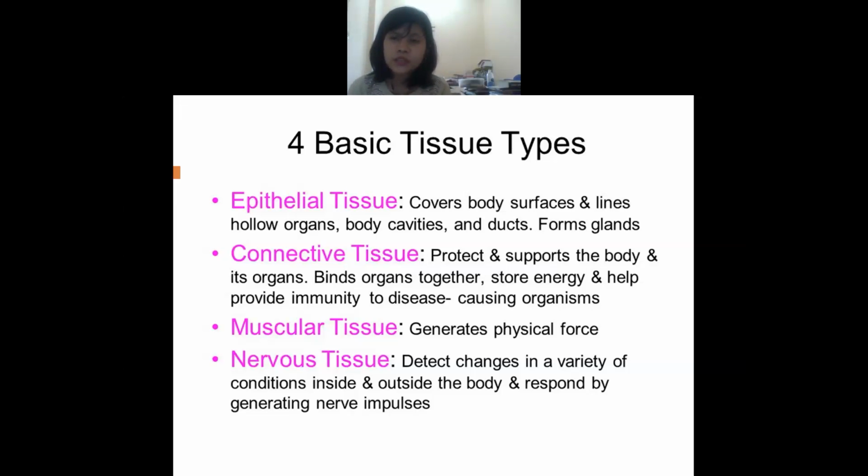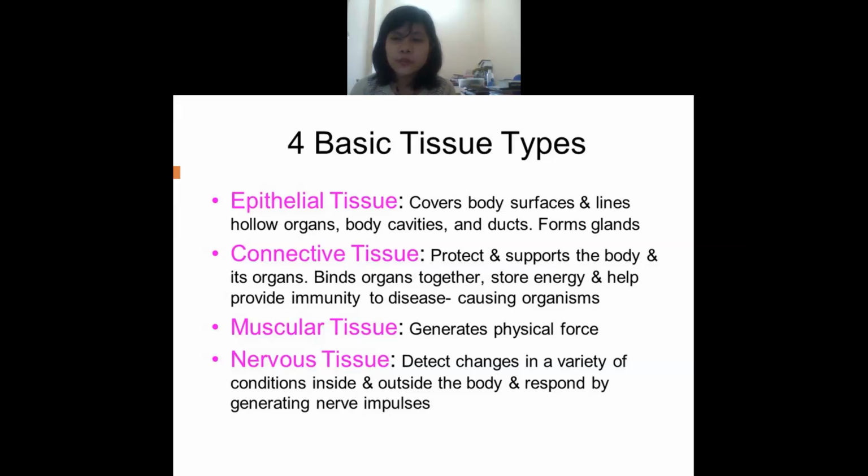And next is the connective tissue. In the connective tissue, what will you find? They will protect and support your body and its organs, and they will bind together. They all come together so that they can give energy, and also give immunity to your body so that it can fight against certain diseases.